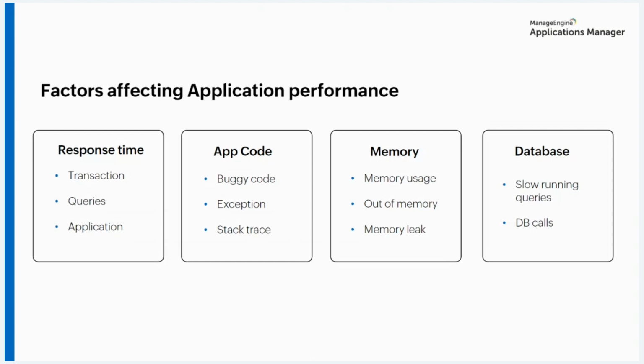The last factor is database. For instance, the database calls and queries pertaining to a specific transaction could become highly loaded, affecting the performance of the application. Hence, developers working on the application can depend on this APM Insight monitoring tool to keep an eye on the factors that are affecting performance.